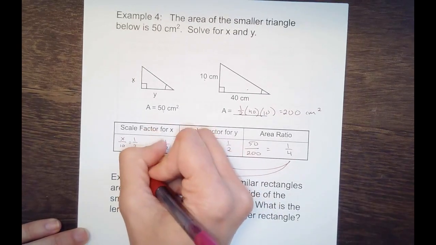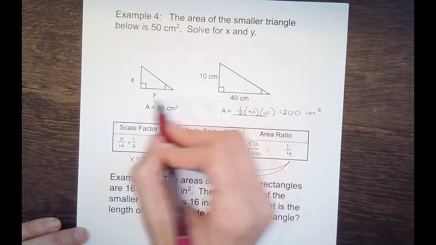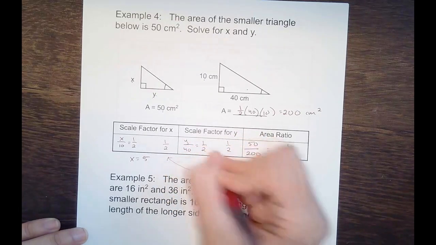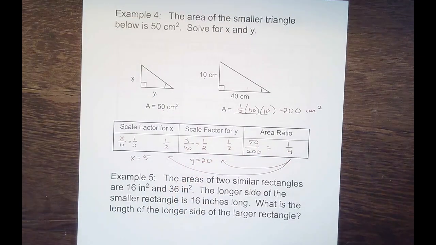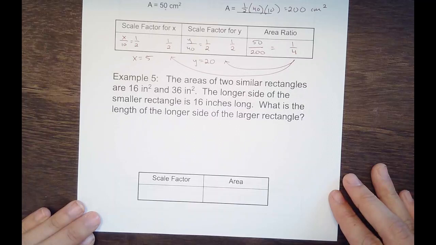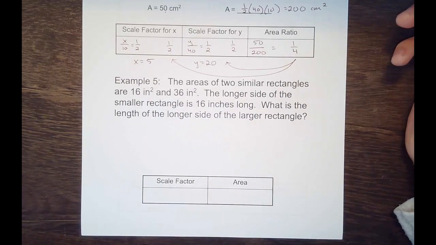Number 5, the areas of two similar rectangles are 16 inches squared and 36 inches squared. The longer side of the smaller rectangle is 16 inches long. What is the length of the longer side in the larger rectangle? So we have two rectangles and we know that this one, the area is 16, right? And this one, the area is 36. And then it tells us that this side equals 16.